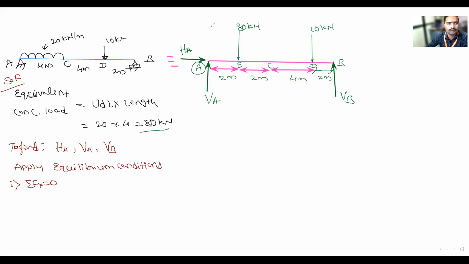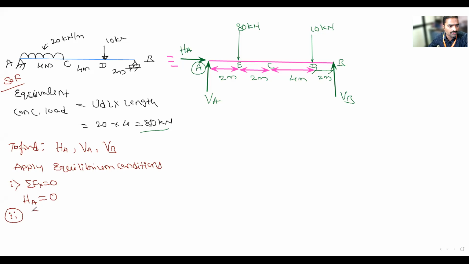So in this beam diagram, is there any force? What are the forces which are moving in horizontal direction? Only HA. Okay, is there any other force? No. It means HA is equal to 0. Next, what is the second equilibrium equation?